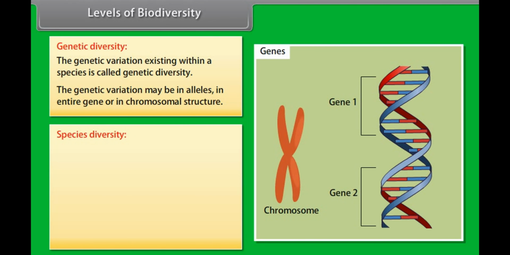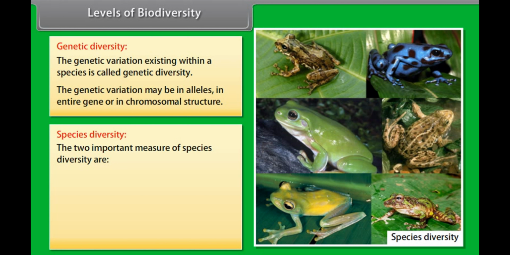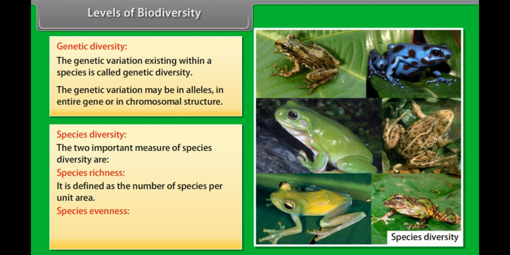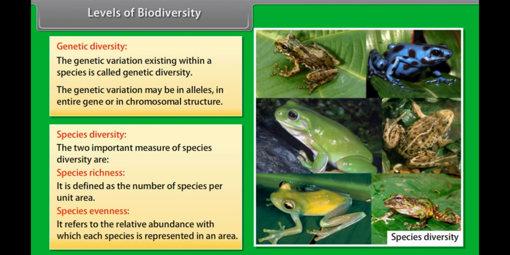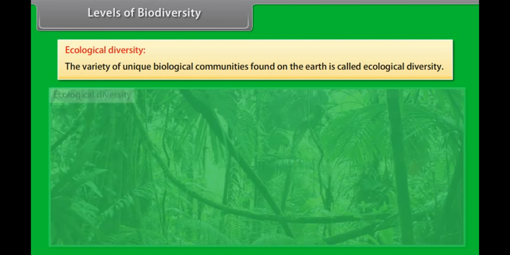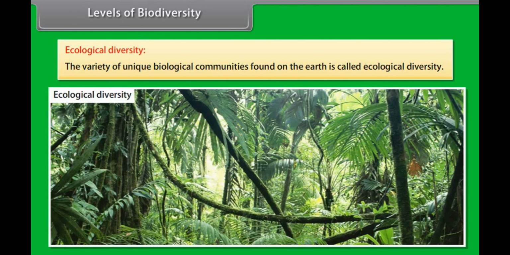Species diversity. The two important measures of species diversity are species richness, which is defined as the number of species per unit area, and species evenness, which refers to the relative abundance with which each species is represented in an area. Ecological diversity. The variety of unique biological communities found on the earth is called ecological diversity.